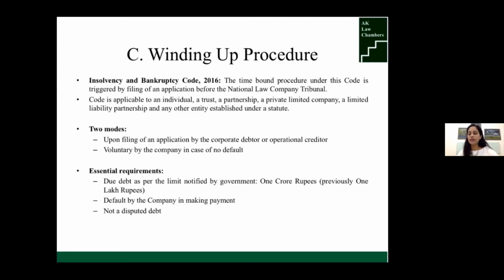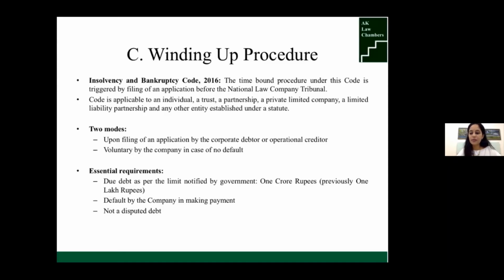Now, how do we do that? Under the Insolvency and Bankruptcy Code, you need to make an application to the National Company Law Tribunal. This is where, as I told you, the registered office of the company comes into play. Whichever state you're registered in, that particular bench of the NCLT will have jurisdiction. It's easier for you to file there, right?